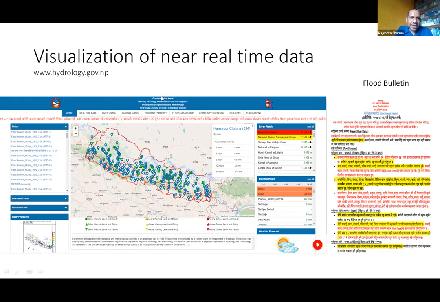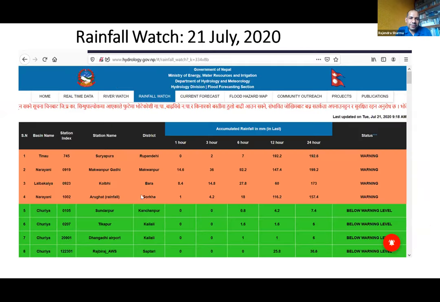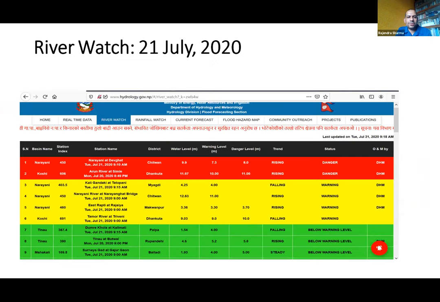So if we click on the rainfall watch there, then we can see the rainfall of various stations directly. And if the warning level and danger level that we have fixed is crossed, then we can see it in a different color, and a siren can also be heard. If we click on river watch, we can see this type of figure.